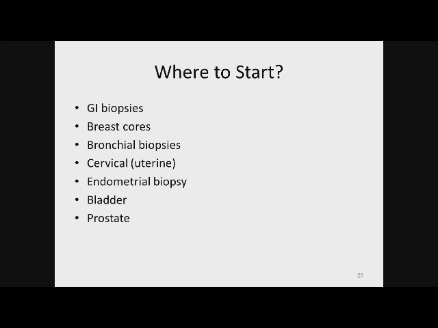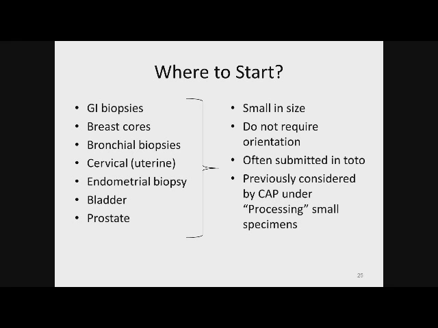To start with training for histotechnicians or histotechnologists, there are a group of what we considered previously to be process tissues, tissues that are small, tissues that require embedding in toto, and tissues that have a very brief description. So things like GI biopsies, cervical curettage, bladder biopsies, they're all fairly small in size. They do not require orientation.